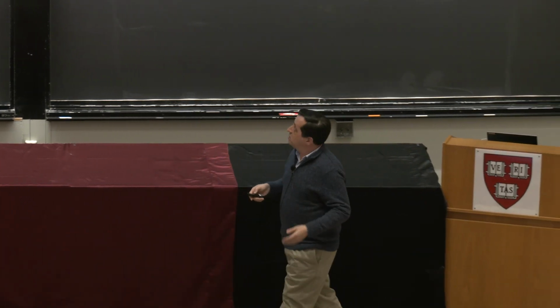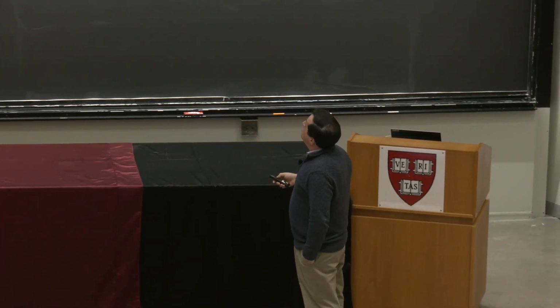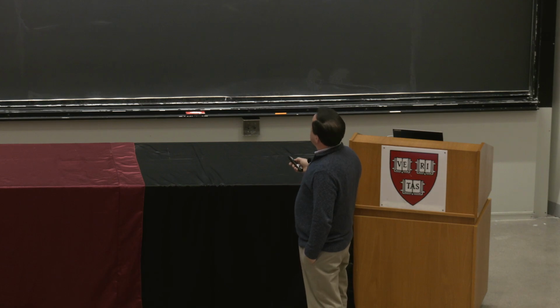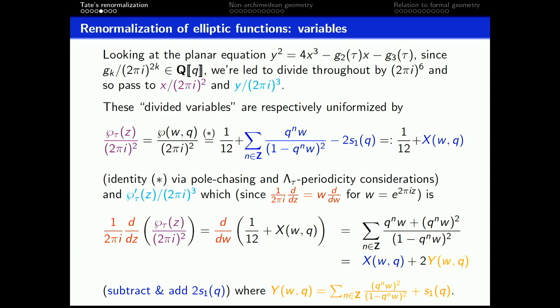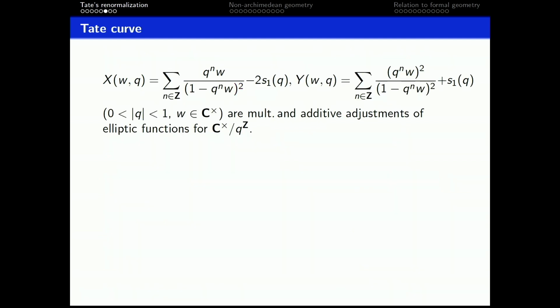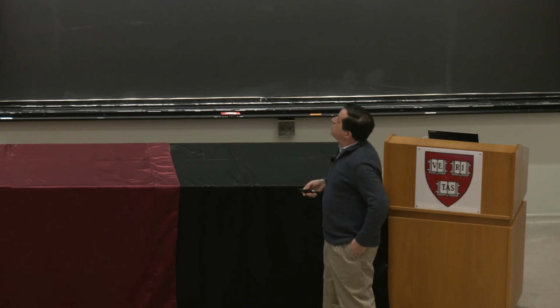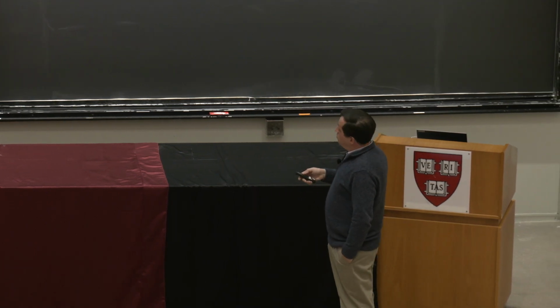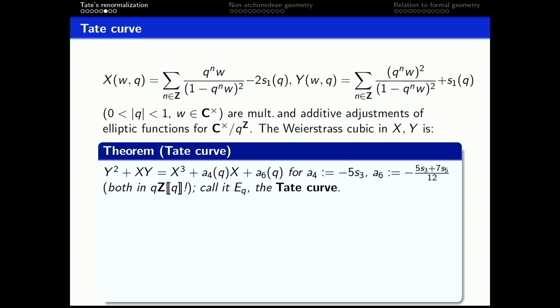Okay, so after the dust settles, the point is that we have Tate's renormalized Weierstrass P function and its derivative, capital X and capital Y, in terms of these new parameters W and Q, and the key point is that these things have these very nice series expansions that only involve integer coefficients. So I've just written them up here again. And I just want to emphasize that these are kind of mild additive and multiplicative readjustments of the usual elliptic functions.